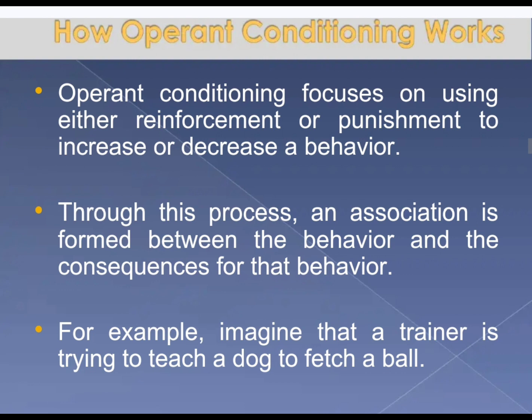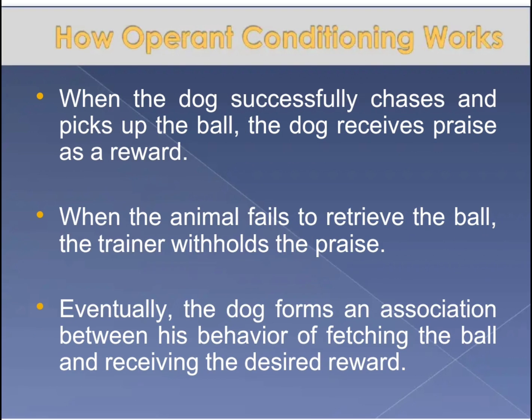How operant conditioning works. Operant conditioning focuses on using either reinforcement or punishment to increase or decrease the behavior. Through this process, an association is formed between the behavior and the consequences for that behavior. For example, imagine that a trainer is trying to teach a dog to fetch a ball. When the dog successfully chases and picks up the ball, the dog receives praise as a reward. When the animal fails to retrieve the ball, the trainer withholds the praise. Eventually, the dog forms an association between his behavior of fetching the ball and receiving the desired reward.